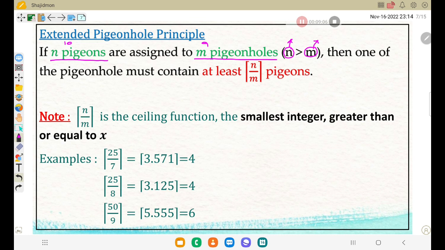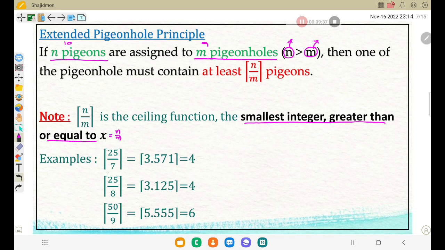Now what is the meaning of the ceiling function? The ceiling function of x is the smallest integer greater than or equal to x. Here x means n divided by m, which we can check by calculator. The smallest integer greater than or equal to that number is what we call the ceiling function. Before coming to the extended pigeonhole rule, let us see some examples of the ceiling function.